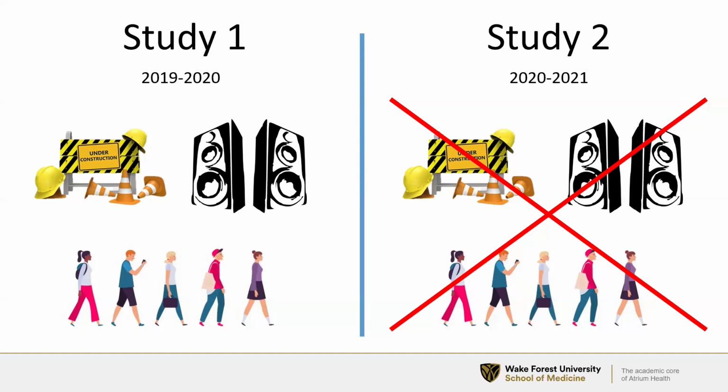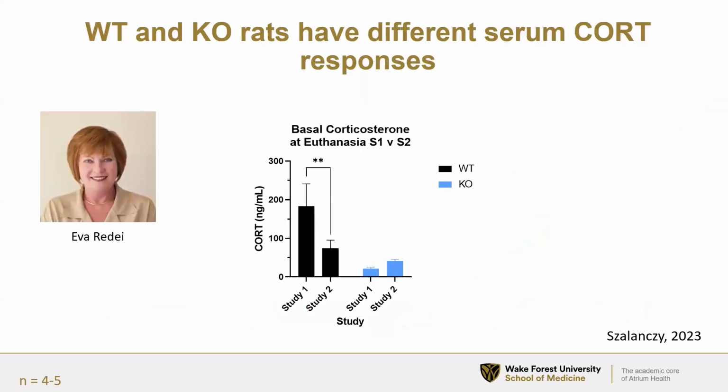So I reached out to my PhD advisor, Dr. Eva Redeye, and I said, could this be stress? We know that noise impacts stress in animals. And so we sent some samples to her because she was doing corticosterone assays, which are things I did as a graduate student. And you can see here that there are pretty drastic differences between the knockout and the wild type, as well as between study 1 and study 2 in the wild type. So maybe this gene is interacting with stress to cause the adiposity phenotype.